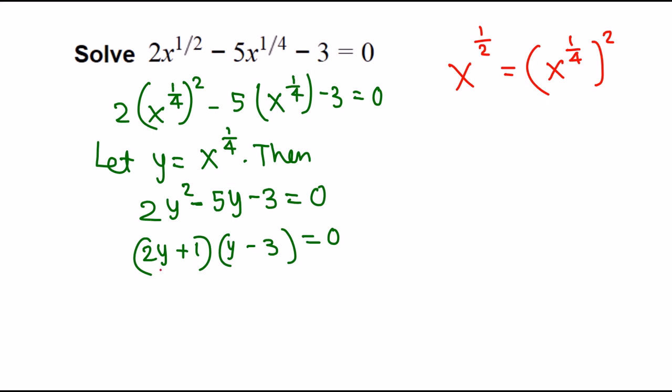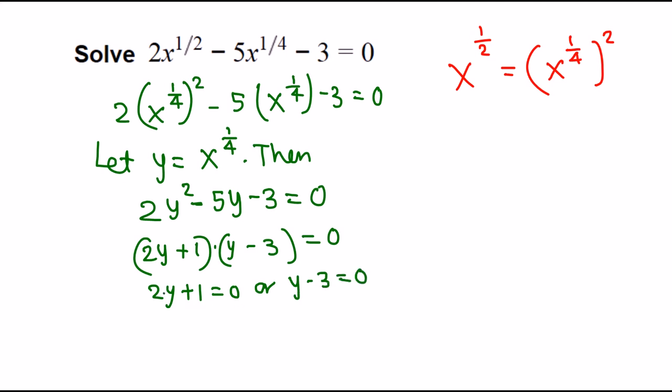So for the middle term, that comes from multiplying these two pairs. 2y times negative 3, negative 6y. 1 times y, positive 1y. That gives negative 5y. Yes, we do have that. So this is the correct factoring. Then we get a product of two things equals 0. That means either 2y plus 1 equals 0, or y minus 3 equals 0.